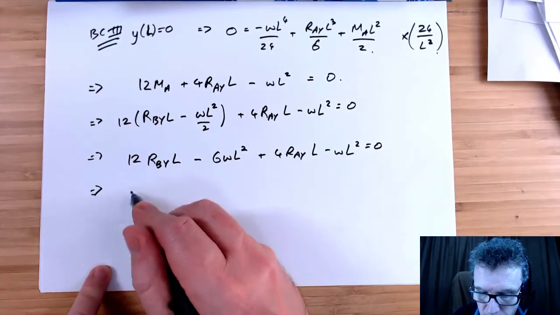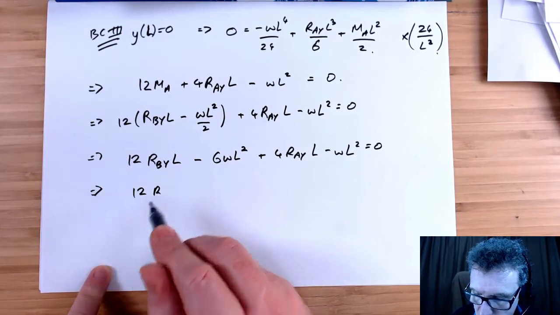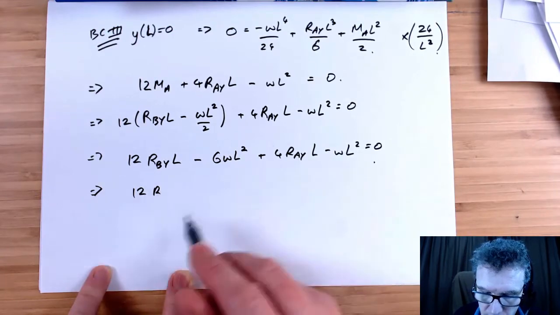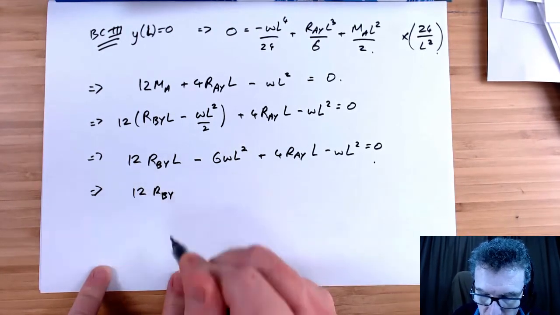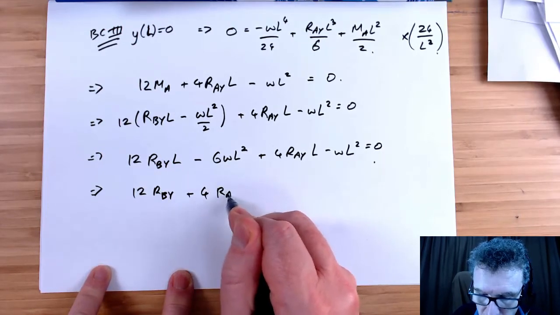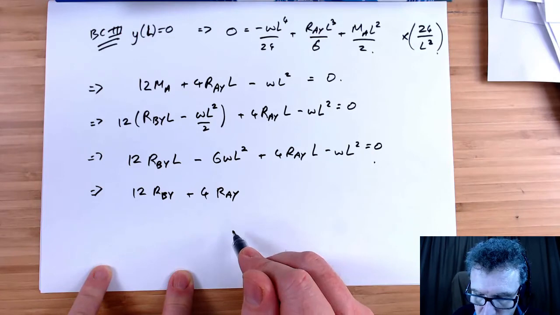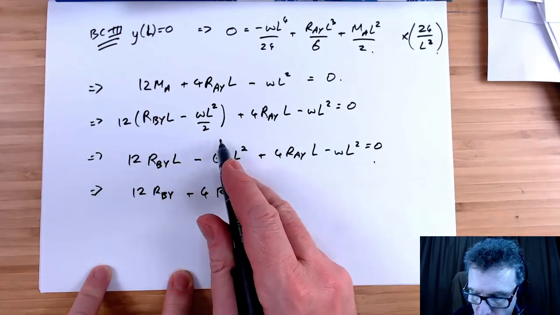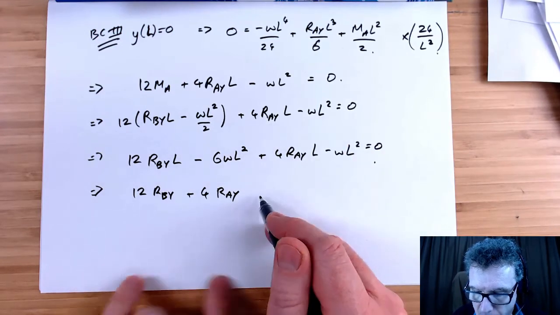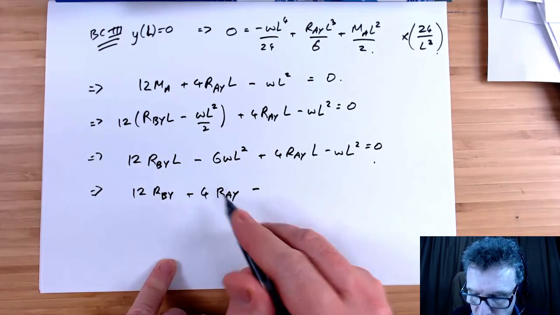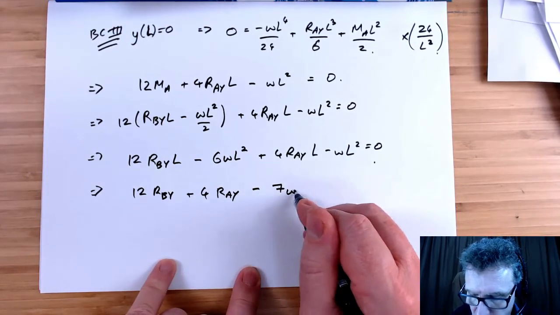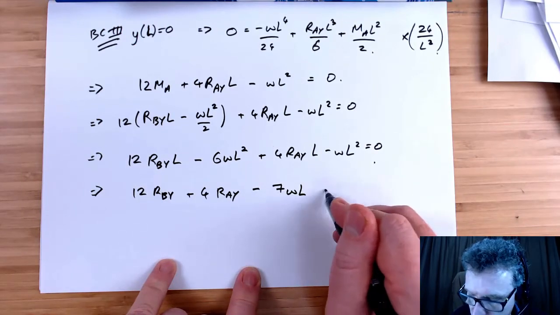And we've got an excess of L's now, so let's divide through by L and tidy. RBY plus 4RAY minus, I don't like 7. Where is 7 coming from? Little w L equals 0.